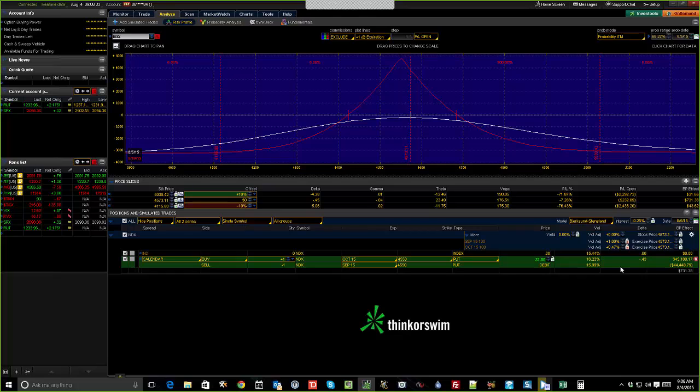Any questions on that? It's a pretty simple thing, but I just thought it's an easier way to do it if you don't have the spreadsheet around.